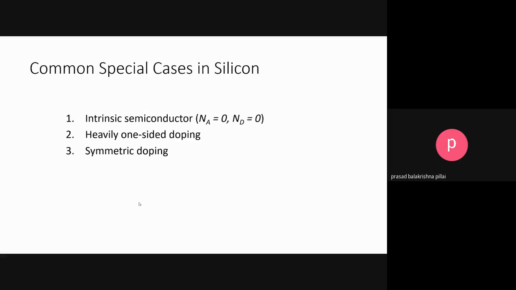So we can consider three cases. First, the intrinsic case, where there is no doping and the thermal equilibrium carrier concentration can be considered. Then we can talk of one-sided, heavily doped, where one side could be degenerate. And then we have the symmetric doping where Na as well as Nd is significant. So these are the three situations one can talk of.